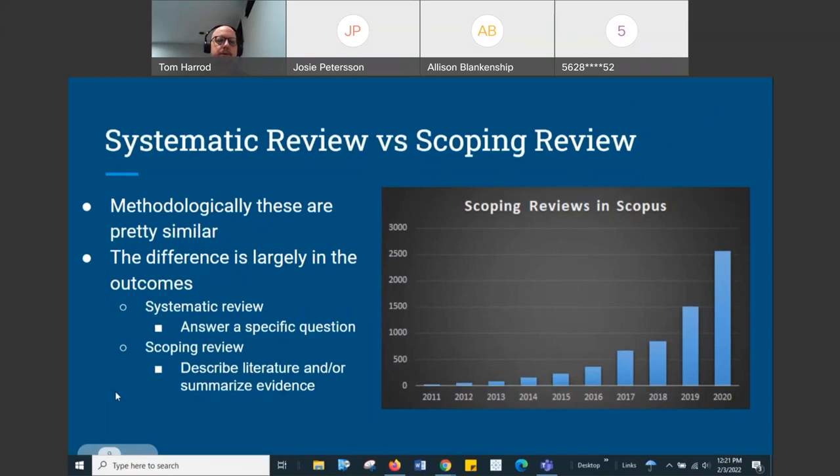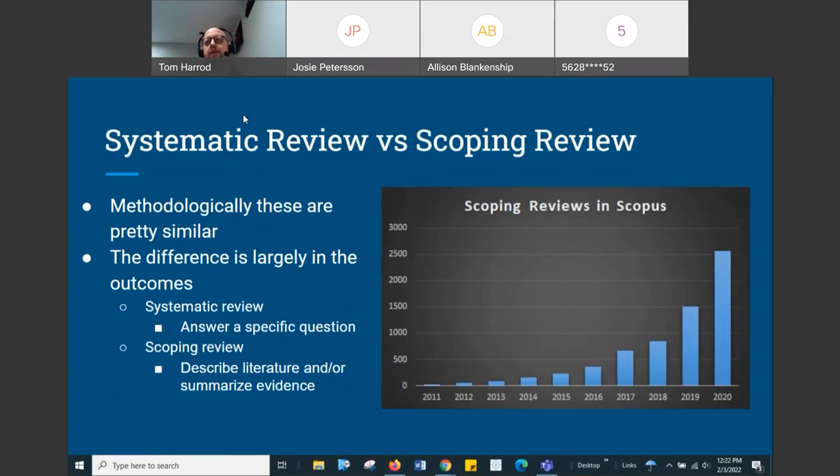Again, describing literature versus answering a question. But what I want to show here is I did a search in Scopus for articles that contain the phrase scoping review in their titles. And the reason I did that is one of the Prisma guidelines for properly reporting a systematic review or scoping review is that you clearly identify your review as a systematic review slash scoping review in the title. And so what that usually means is including the phrase in the title.